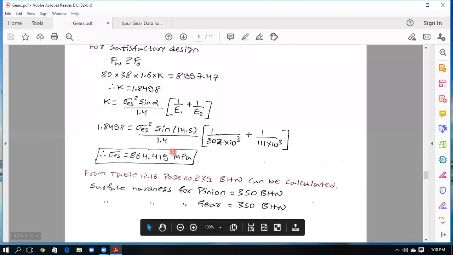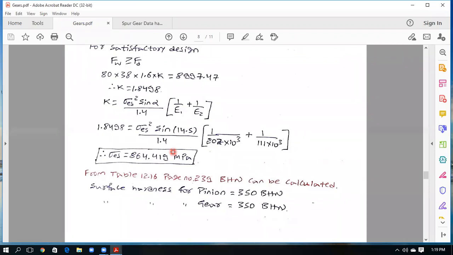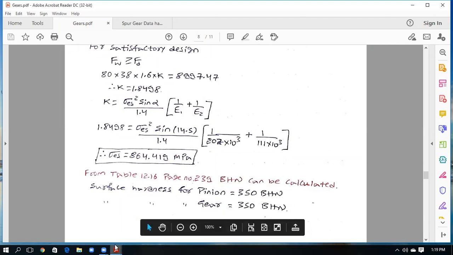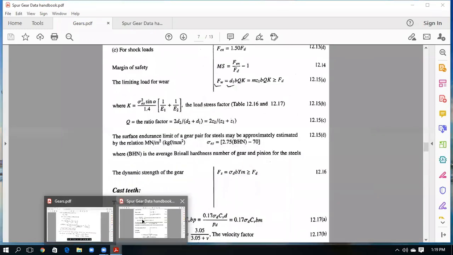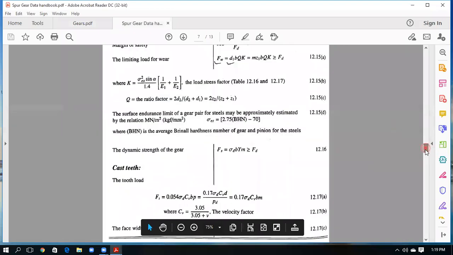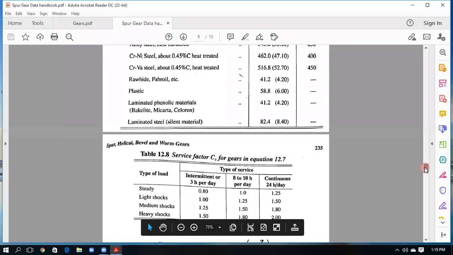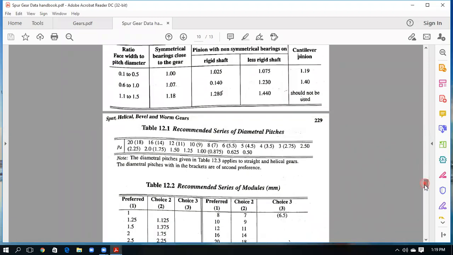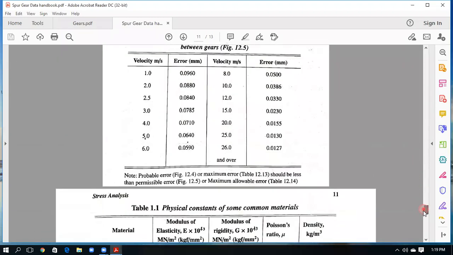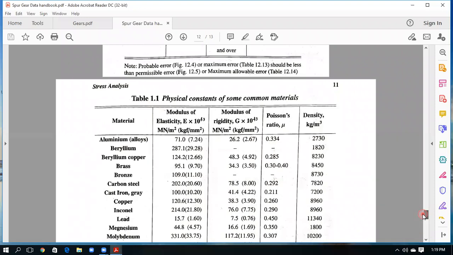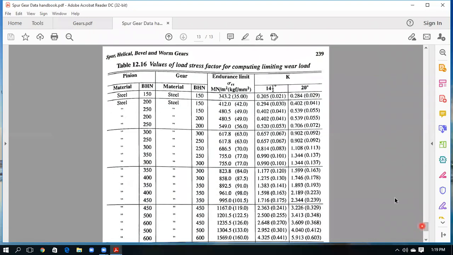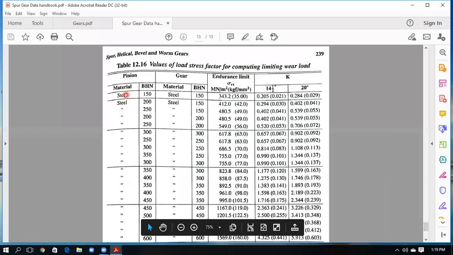Once you get the load stress factor, in the problem he has asked you to mention the hardness number. Once you get this value, you need to refer to table number 12.16, page number 239. From that you are going to get the hardness number. Yes, here it is, 239. Here they have given the materials for the pinion and the material for the gear.